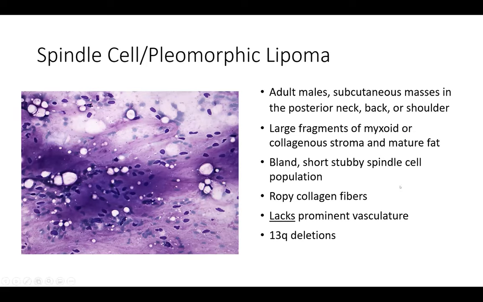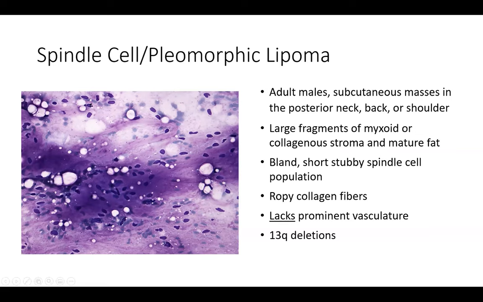Again, there are large myxoid stromal fragments, which can also be variably collagenous. The thing to notice is that we'll often see ropey collagen fibers that are embedded within and fall off of those large myxoid stromal fragments. These tumor cells have a characteristic bland, short, stubby spindle cell population. And the fat is typically mature fat.